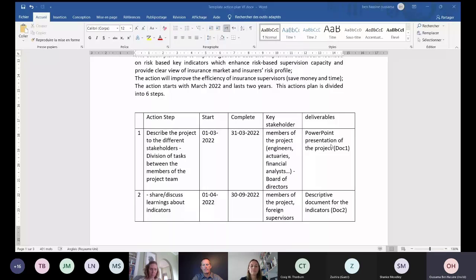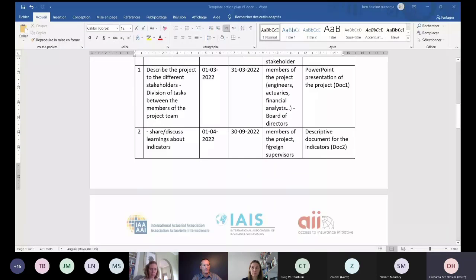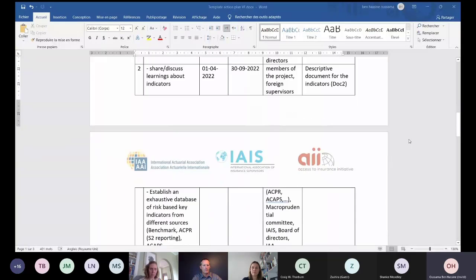So the stakeholders are members of the project: engineers, actuaries, financial analysts, and the board of directors. We will deliver a PowerPoint presentation of the project. The second step is to share and discuss learnings about indicators. The stakeholders are members of the project and foreign supervisors.